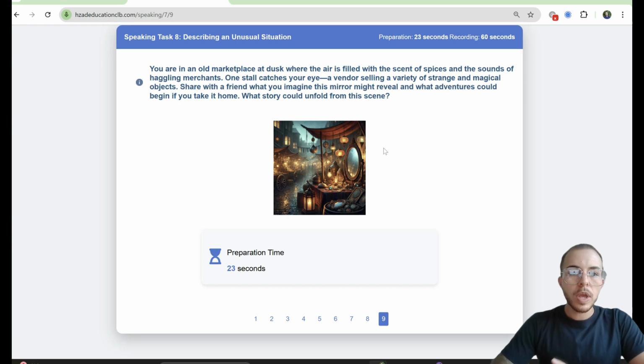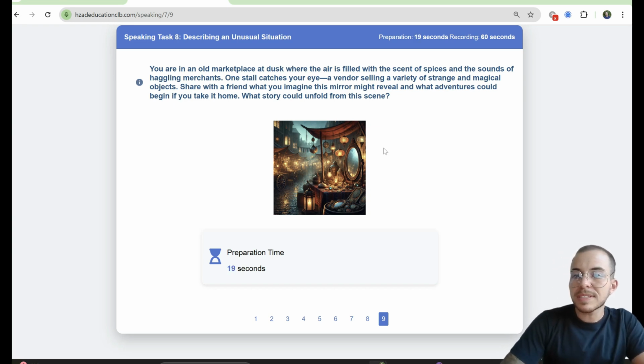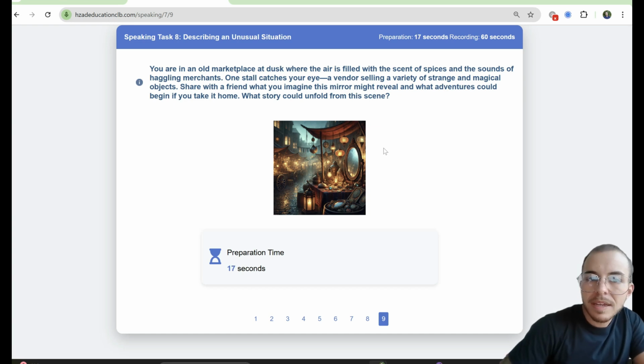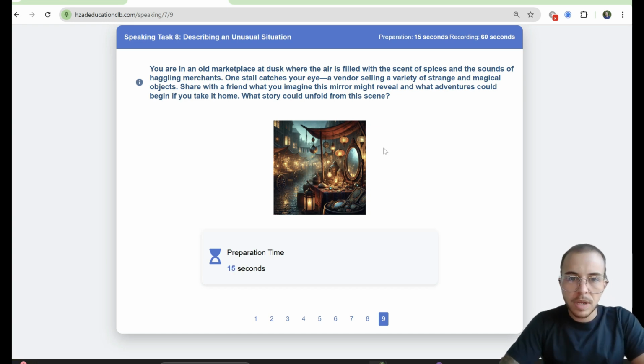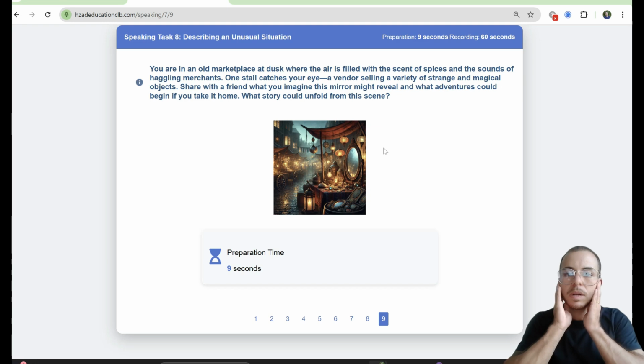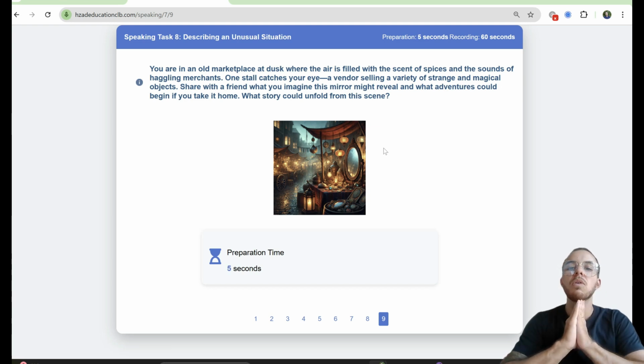You are in an old marketplace at a desk where the air is filled with a scent of spice and the sound of haggling merchants. One stall catches your eye, a vendor selling a variety of strange and magical objects. Share with a friend what you imagine this mirror might reveal and what adventures can begin if you take it home. Oh my god. Start speaking now.